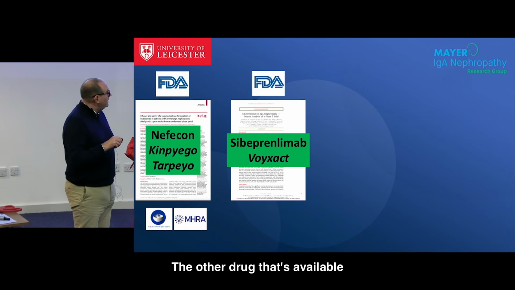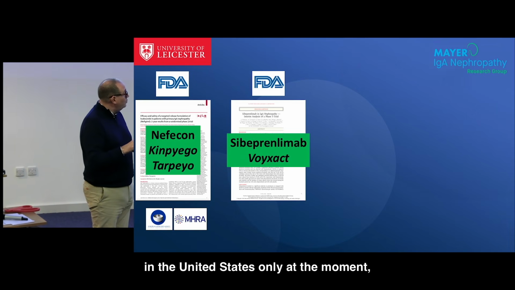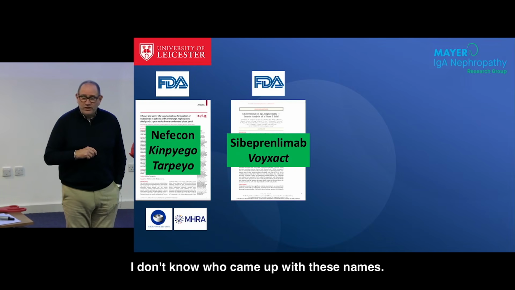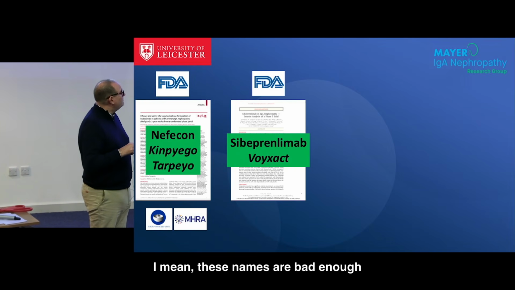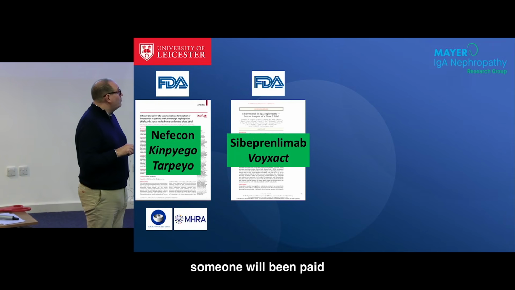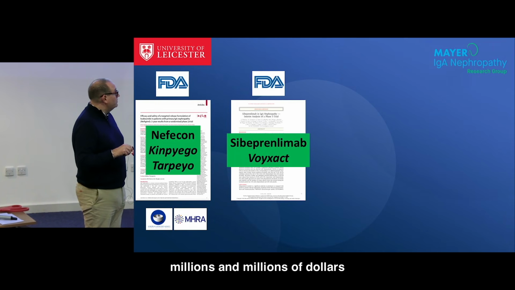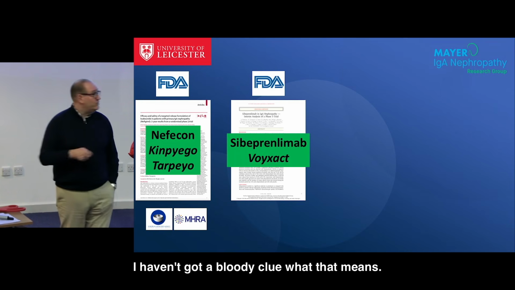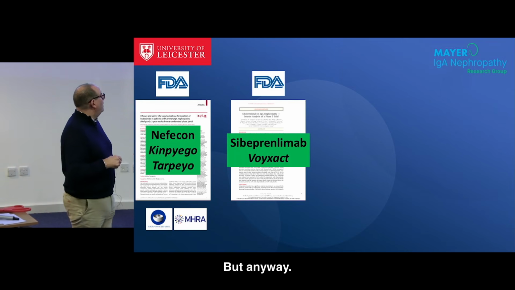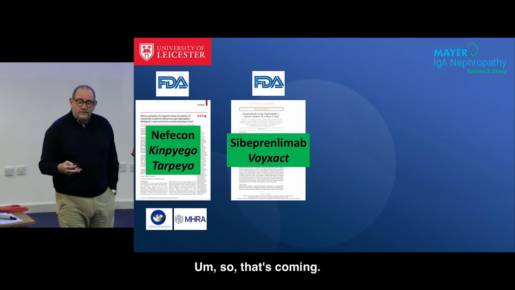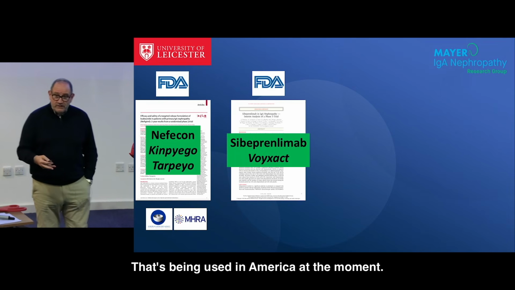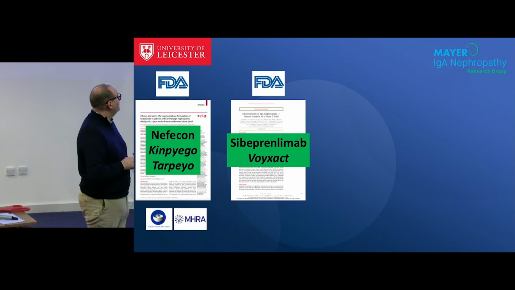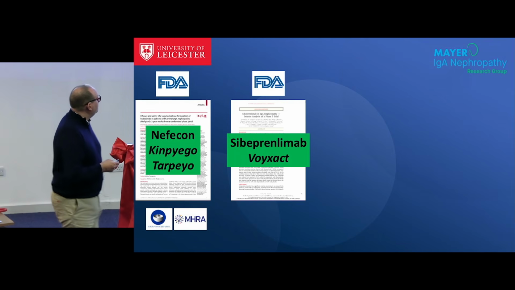The other drug that's available, which is approved in the United States only at the moment, is sibeprenlimab, and that's called Voyxac. I don't know who came up with these names. I mean, these names are bad enough, but someone will have been paid millions and millions of dollars to come up with a really catchy name that means something. I haven't got a clue what that means. But anyway, so that's coming. That's being used in America at the moment. That will be making its way across the Atlantic.